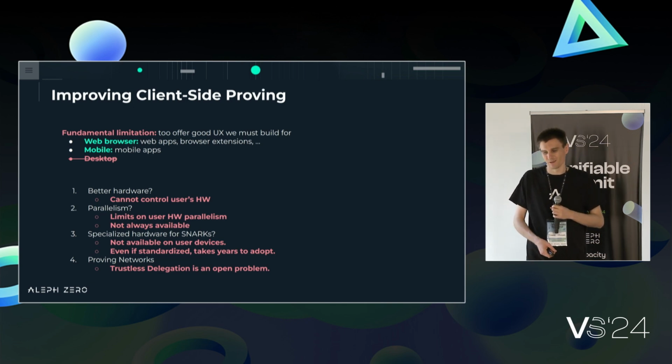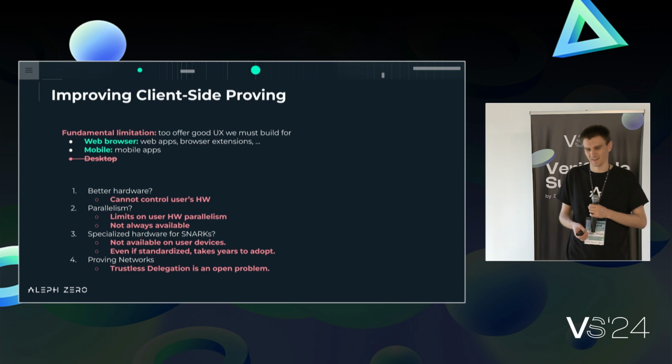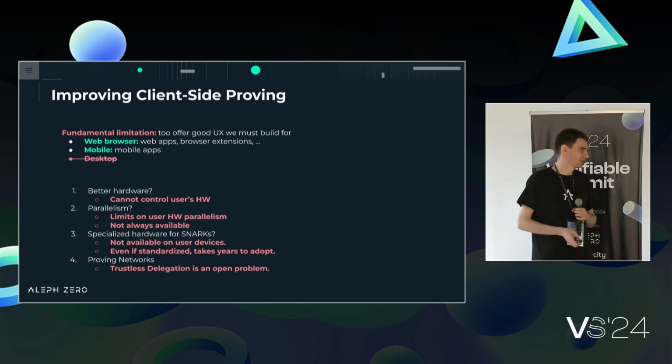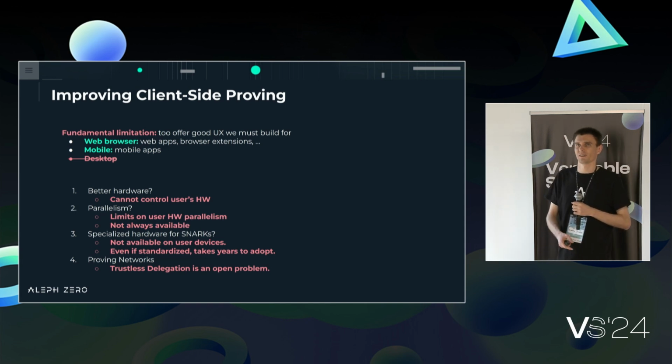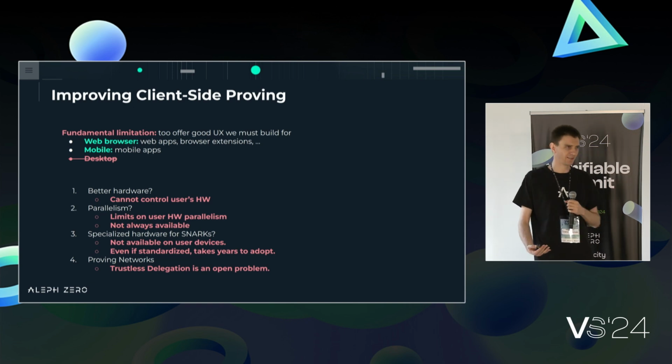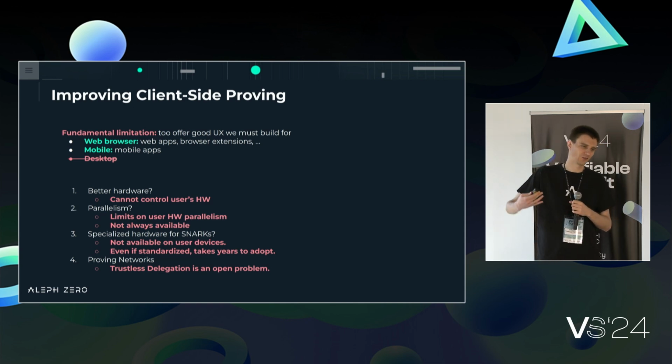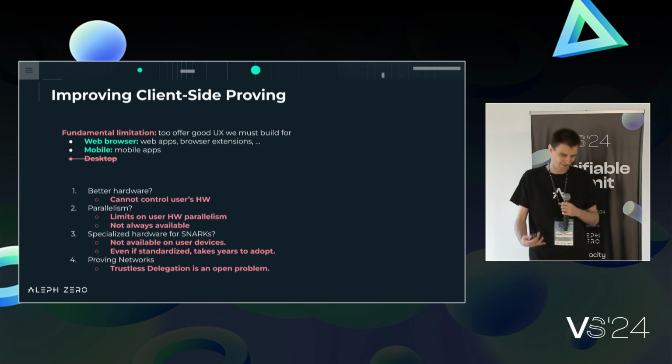Specialized hardware is applicable for server-side proving because that's where you can install it. It will not happen that specialized hardware is released today and tomorrow everyone has it on their phone. This is not possible. If specialized hardware is released today, then people will have it on their phones in 10 years, right? That's the cycle for hardware. It's very slow. And proving networks, this is actually interesting because if you have a very limited device, why don't you just delegate the task of generating a proof to a proving network? This is the thing, right?